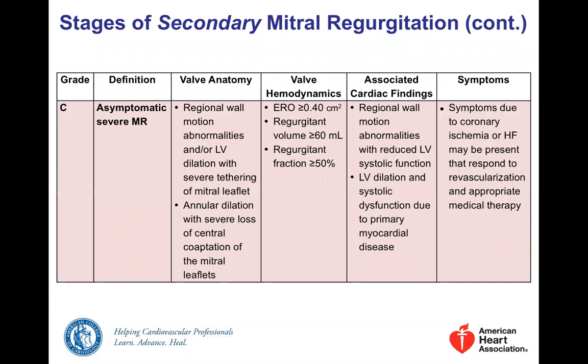Stage C, which is asymptomatic severe mitral regurg. Patient will have regional wall motion abnormalities and or LV dilatation with severe tethering of mitral leaflet. Annular dilatation with severe loss of central coaptation of the mitral leaflet. Valve hemodynamics: the estimated effective regurgitant orifice will be more than 0.40, regurgitant volume more than 60, regurgitant fraction more than 50%.